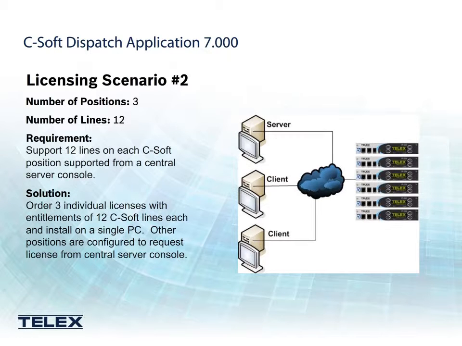In scenario number 2, we have 3 positions needing control of 12 radio resources. The requirement is that each position request a license from a dedicated license server. This is much like we do today with server dongles. The solution is to order 3 individual license entitlements of 12 lines and install all of them on a single PC. This allows additional PCs to have CSOF installed and ready. The first 3 to run the application will get the licenses. The license server could be on an operational dispatch position.